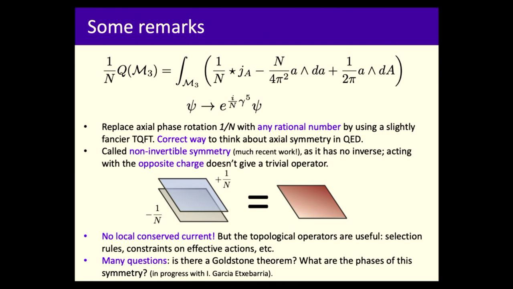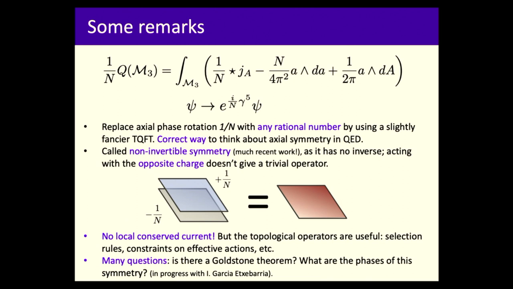So there's no local conserved current, but this topological operator is really useful. You can do many of the things you wanted to do with this. For example, if you want to forbid terms in your effective action, like the mass term for the fermion, you can use this to do that, because that thing will rotate under the action of this charged operator. You can write down selection rules on local operators. You can make sure that in a process involving scattering of fermions, you don't violate this axial symmetry. This can be used to show that.